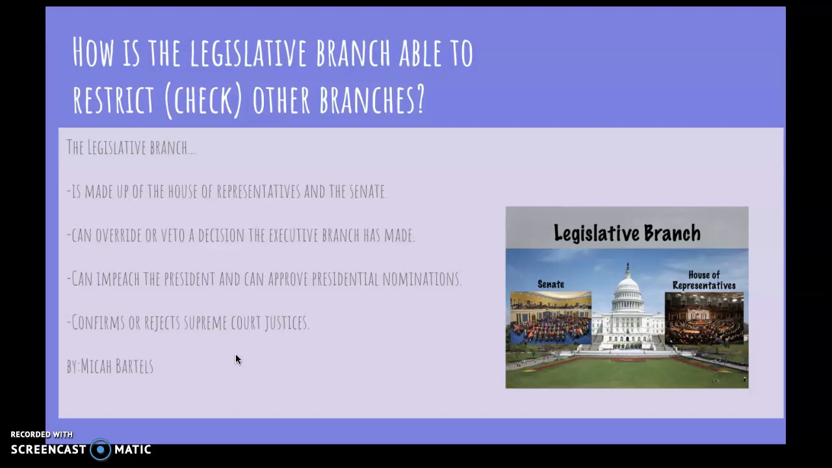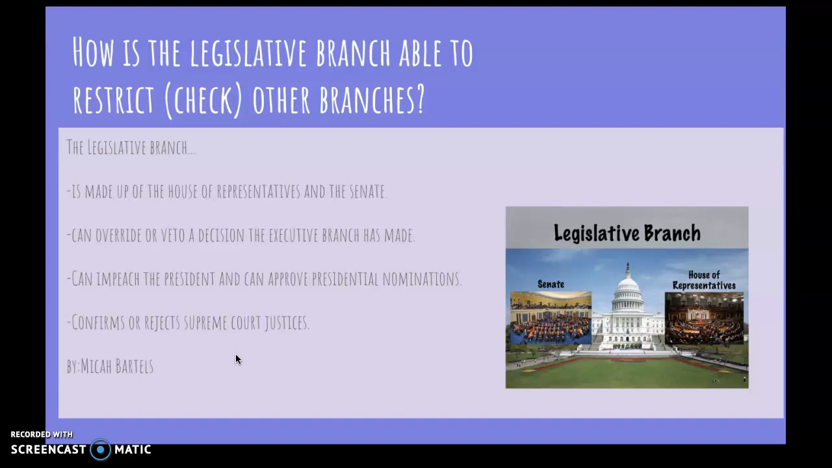They can impeach the president. They can impeach members of the judicial branch. That means they can remove them from office if they've followed all the steps. They can also confirm and deny Supreme Court justices and presidential nominations.